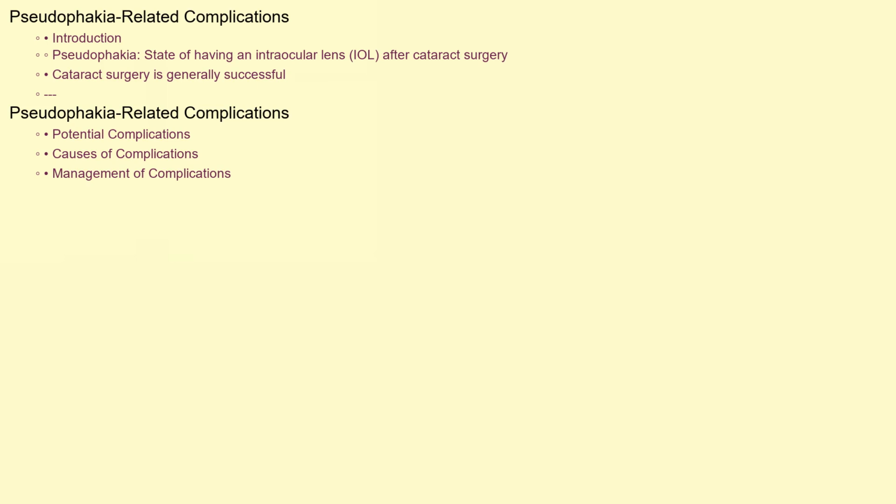Hello and welcome. Today we'll be discussing pseudophakia-related complications. Pseudophakia refers to the state of having an artificial lens, or intraocular lens (IOL), implanted in the eye after cataract surgery. While cataract surgery is generally very successful, complications can sometimes arise following IOL implantation. Let's delve into these potential issues, their causes, and how they're managed.